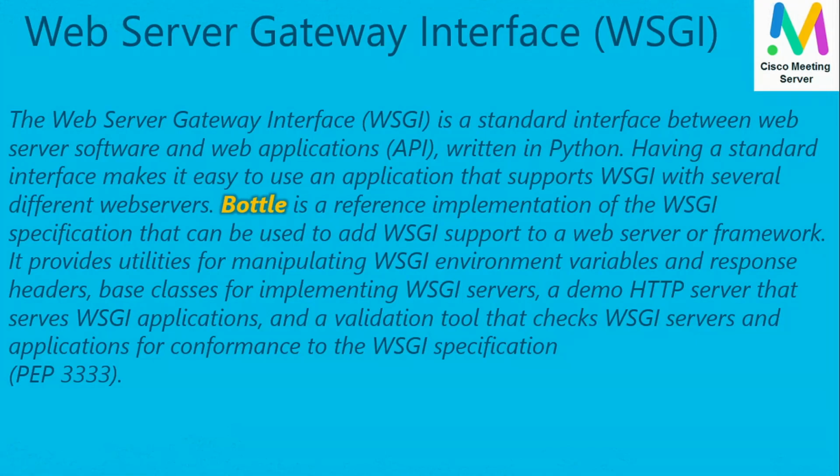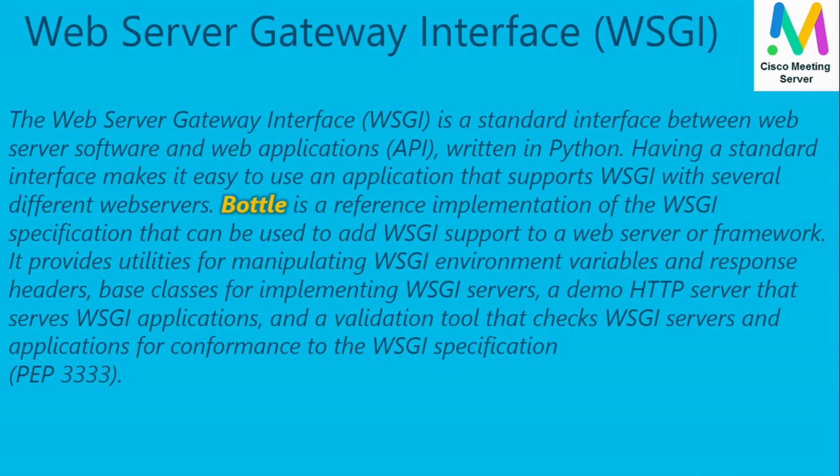Now we understand what's going to be covered in the video series and the prerequisites for the Python, we want to discuss Web Server Gateway Interface, or WSGI. The Web Server Gateway Interface, WSGI, is a standard interface between web server software and web applications API like CMS or web app that is written in Python. Having a standard interface makes it easy to use an application that supports WSGI with several different web servers.